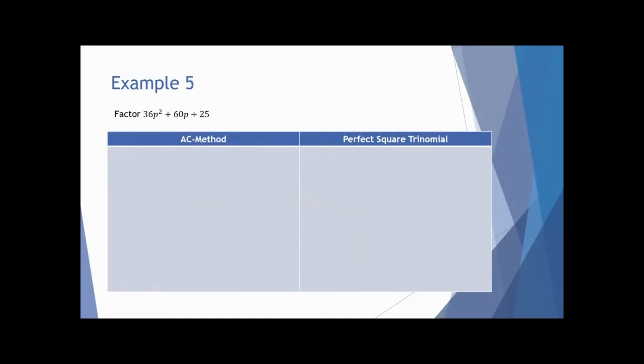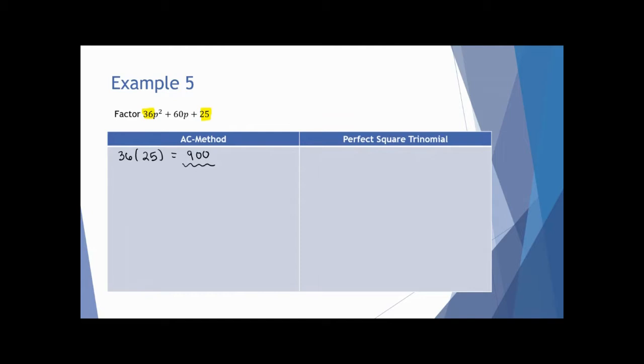Now here's another one, and I'm going to do this one in the AC method because I have a number in front of my p squared. And yes, this time my letters do match. So we have 36p squared plus 60p plus 25. So the AC method says that you take the first and the last numbers and you multiply those together. So 36 times 25. You definitely need a calculator for this. It gives me 900.